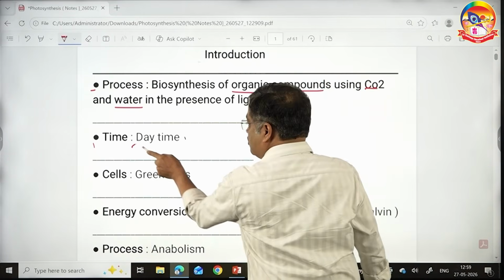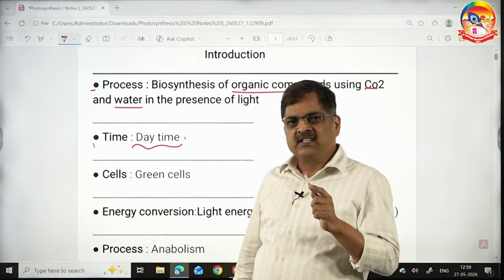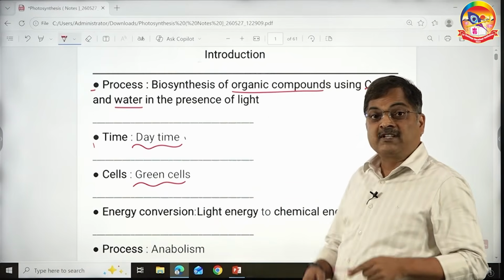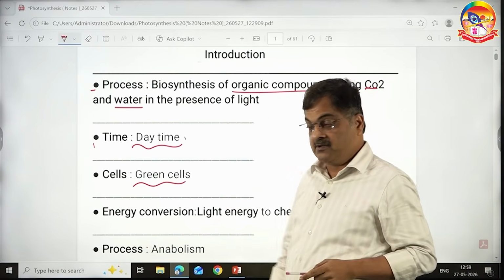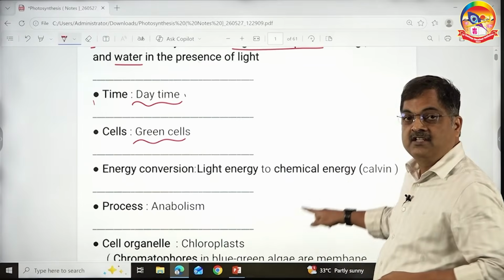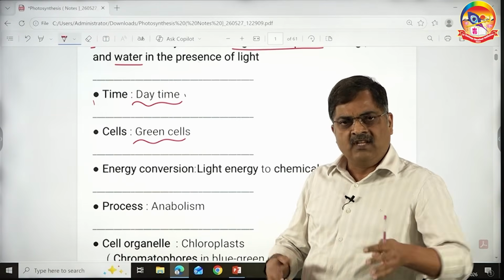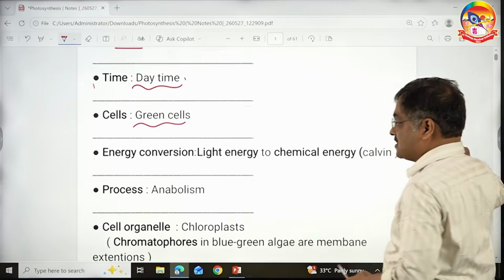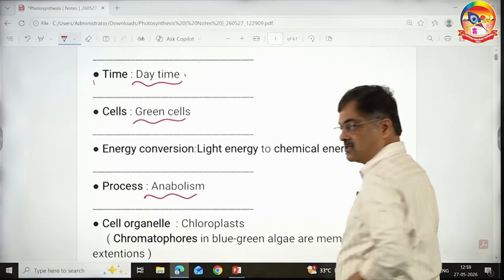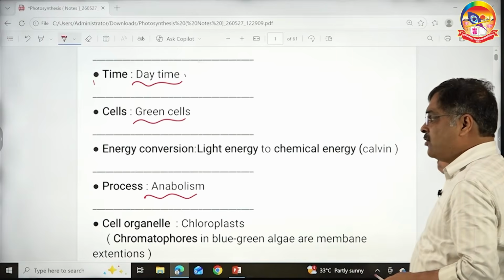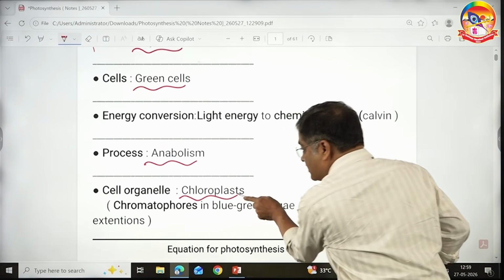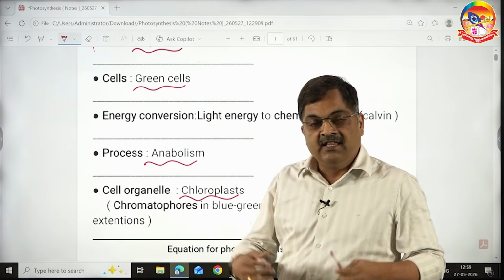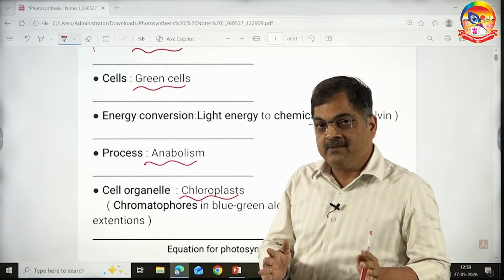This is something which you study in your lower classes. What are the cells in which photosynthesis occurs? Green cells. This is a simple point. What type of conversion? It's an energy transduction process. Light energy is converted to chemical energy. First ATP in light phase, then this is used in the synthesis of glucose. Now, what is this process? This process is an anabolic process, constructive. And what is the cell organelle involved in this process? It is chloroplast. Chromatophores are seen in blue-green algae. They are the extensions of plasma membrane which contain pigments.